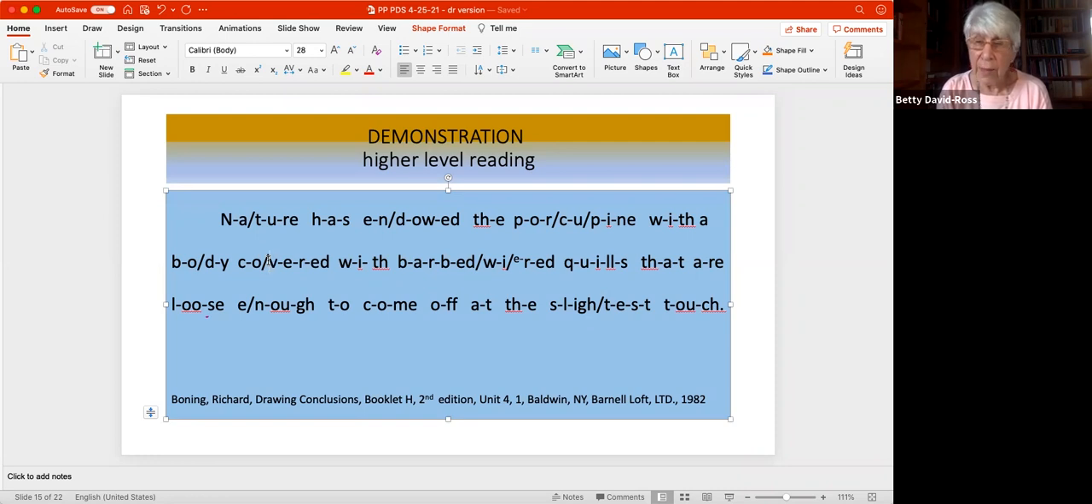So I'm going to go to slightest. Here again, this is a clear example where I am not dividing the word by word meaning. For instance, I'm not keeping the T with slight because it is slight and est is a suffix. I'm dividing it by sound. Slightest, because that's the way I say it. Touch. Okay. And what level is this? This is unit 4H. This is like a 7th grade level.